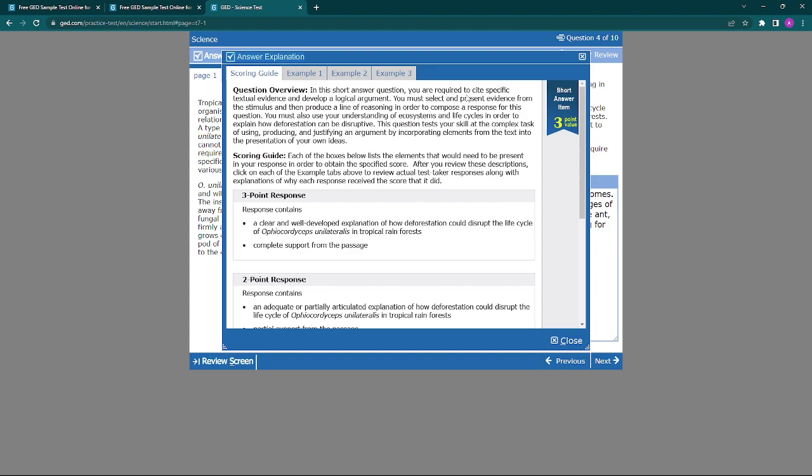The question overview. In this short answer question, you are required to cite specific textual evidence and develop a logical argument. You must select and present evidence from the stimulus and then produce a line of reasoning in order to compose a response for this question. You must also use your understanding of ecosystems and life cycles in order to explain how deforestation can be disruptive. This question tests your skill at the complex task of using, producing, and justifying an argument by incorporating elements from the text into the presentation of your own ideas.